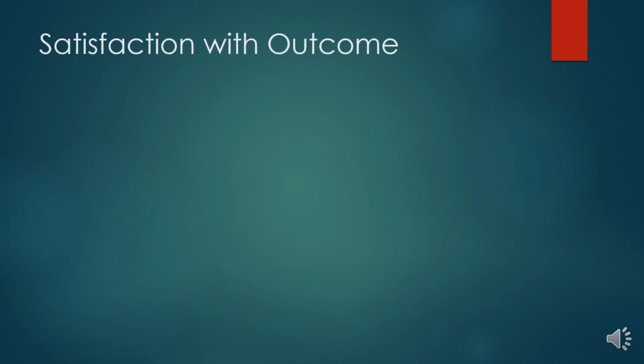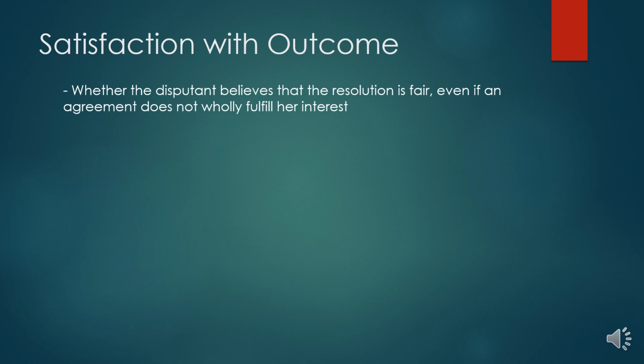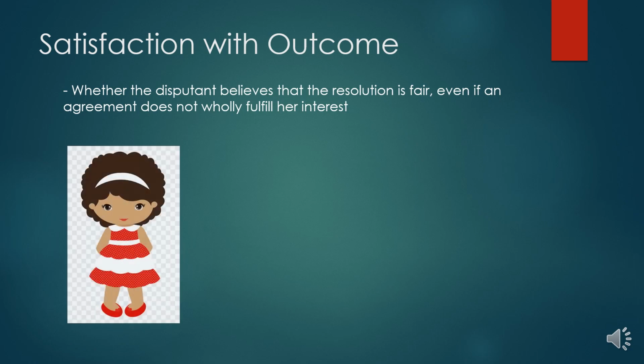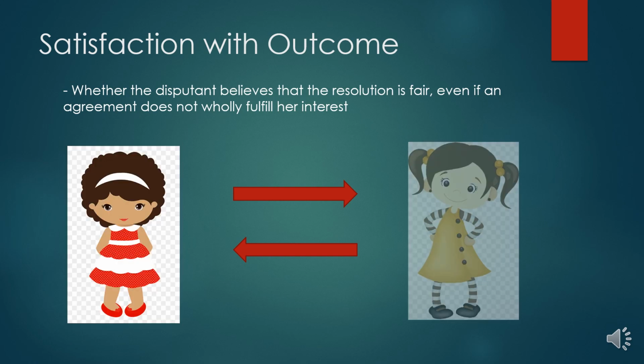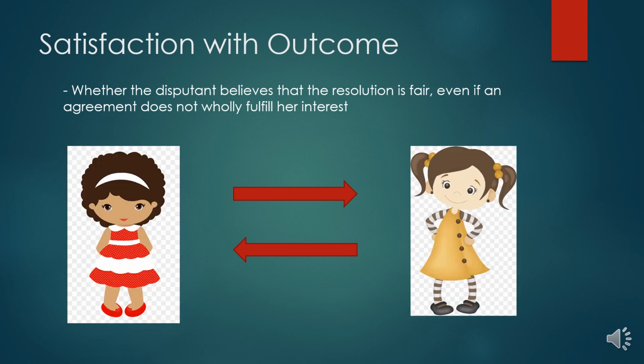Satisfaction with outcome refers to whether the disputant believes that the resolution is fair, even if an agreement does not wholly fulfill her interest. It does not only refer to the perceived fairness of the resolution, but also to the perceived fairness of the procedure. This could mean how much opportunity a disputant had to express himself or how much he was able to participate in shaping the settlement.